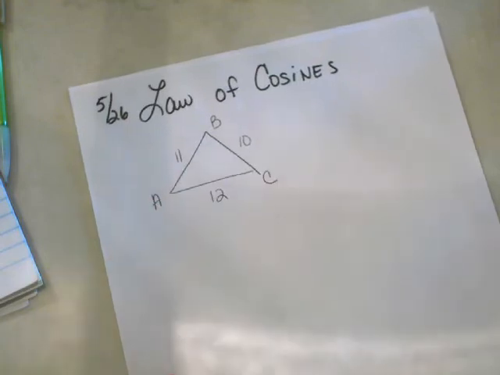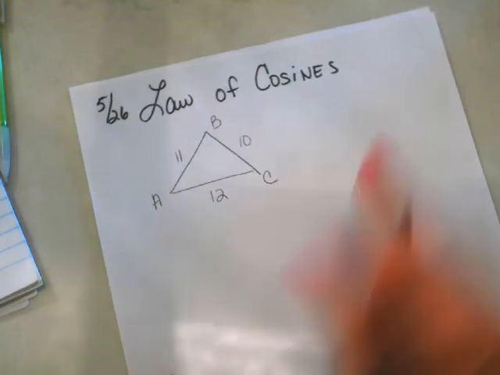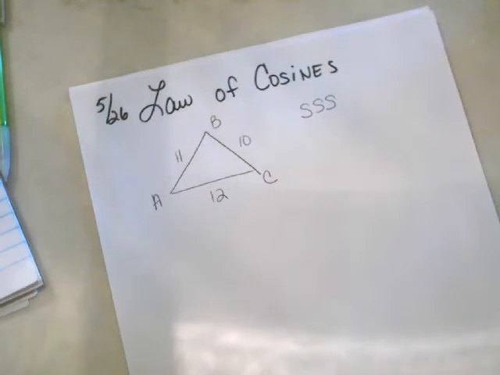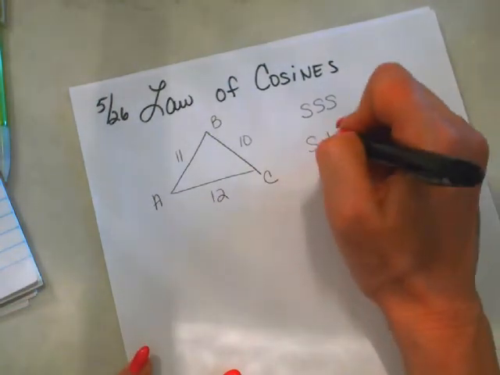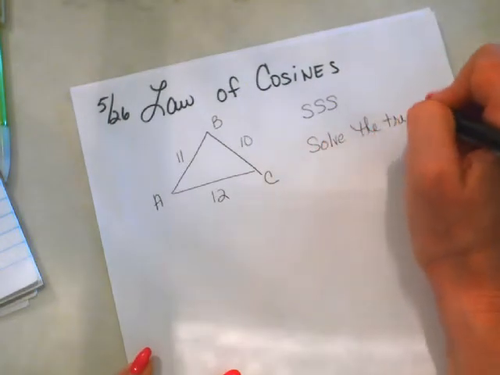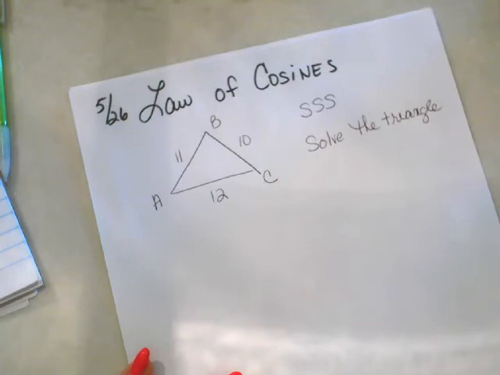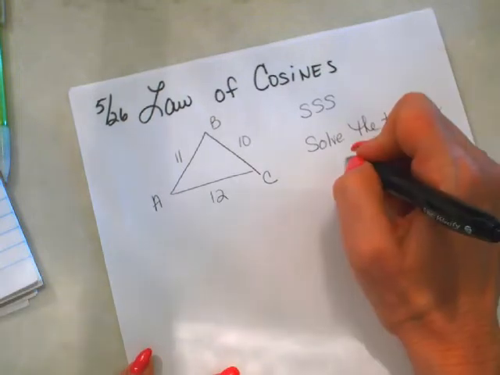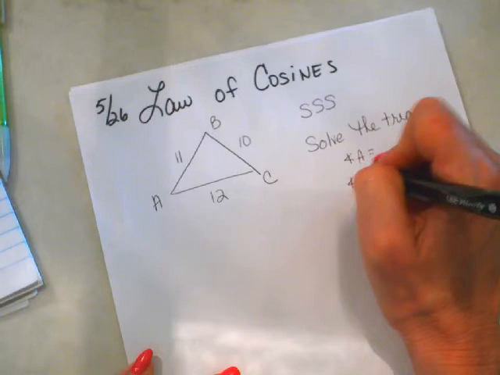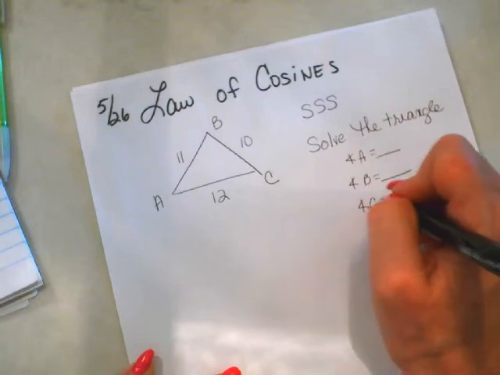So let's say I have a situation like this, triangle ABC, and they gave me all three sides. So I have the situation called side, side, side, flashbacks to geometry. And I want you to solve the triangle, which is what we've been doing, which simply means that you're going to give me all the missing pieces. In this case, the missing pieces are all the angles: angle A, angle B, and angle C.